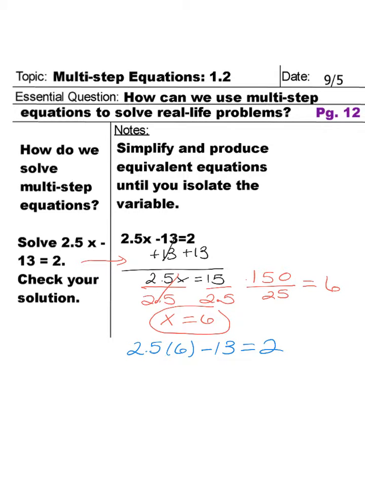2.5 times 6 is going to give me 15. Does that equal 2? Yes, it does. 2 does equal 2. Checked it. It works. It's a solution, and you can move on with your life knowing that you got this correct.